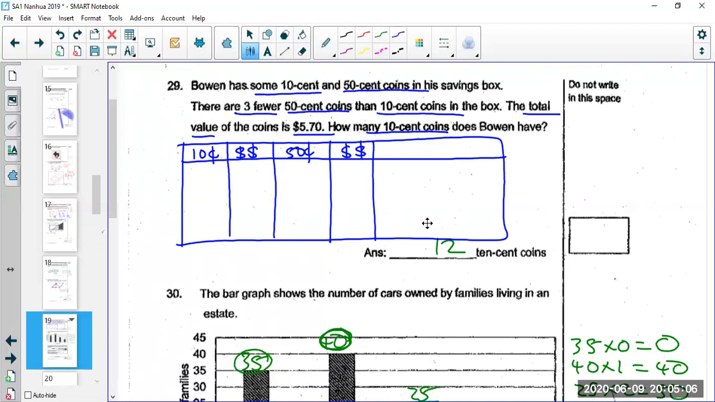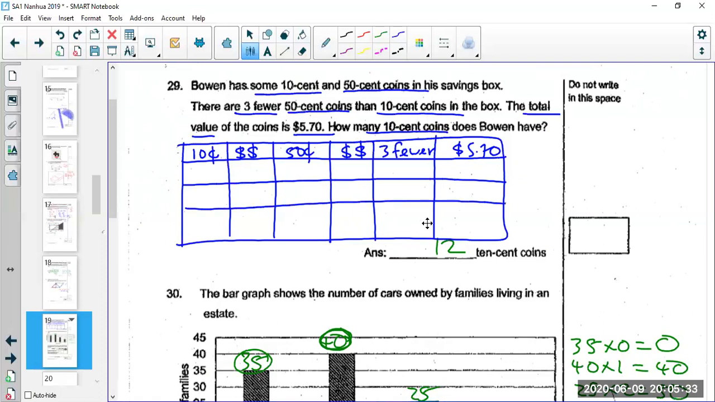All right, then you can see there are 3 fewer 50-cent coins. So you put down 3 fewer, right? So there must be 3 fewer 50-cent coins than 10-cent coins. And the total value is $5.70. So it's something like guess and check, but there's no tick, no cross. Then what's the next step? The next step is to cut 3 rows, right? And then what happens?